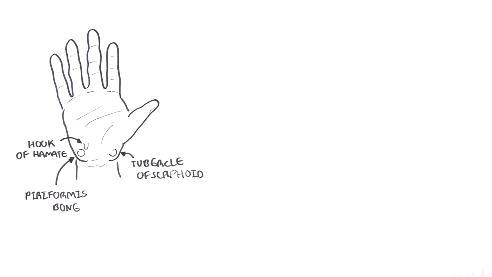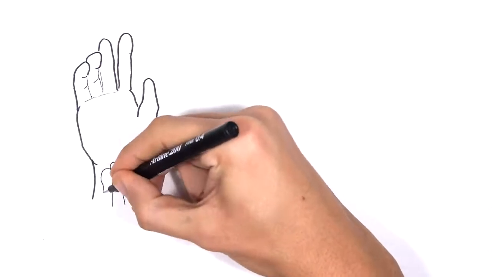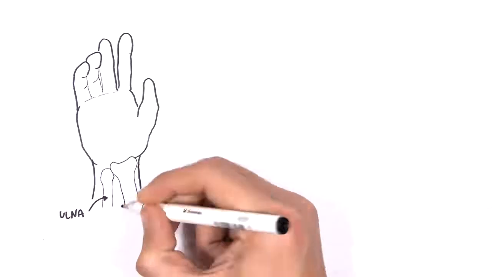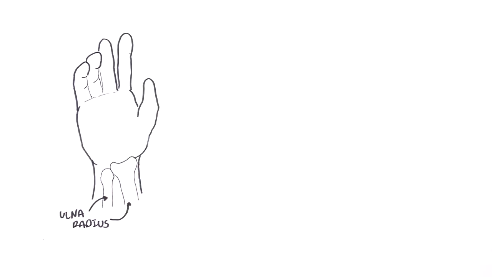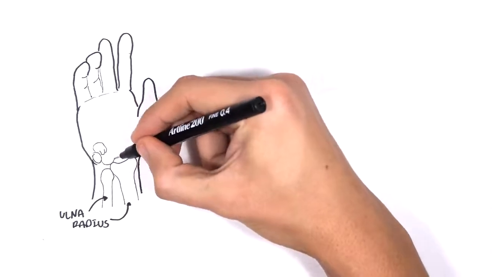Let's look at the right hand again and introduce some of the bones now. Here are the forearm bones, the ulna medially and the radius laterally. You can remember the radius is lateral because lateral is where you can feel the radial artery.